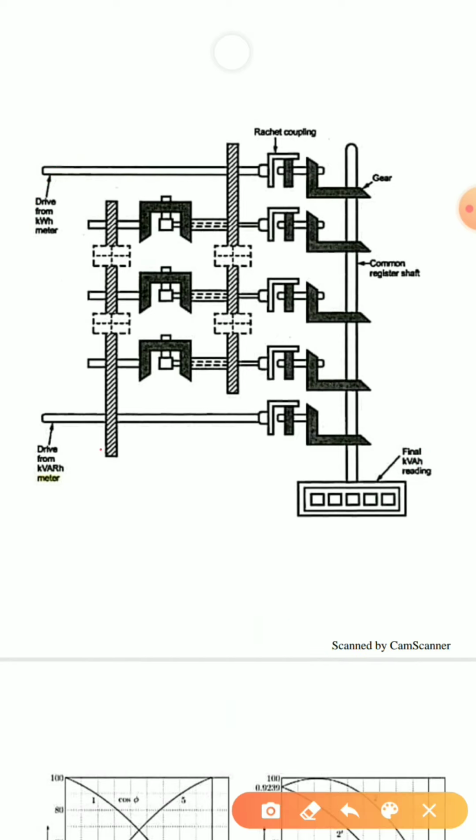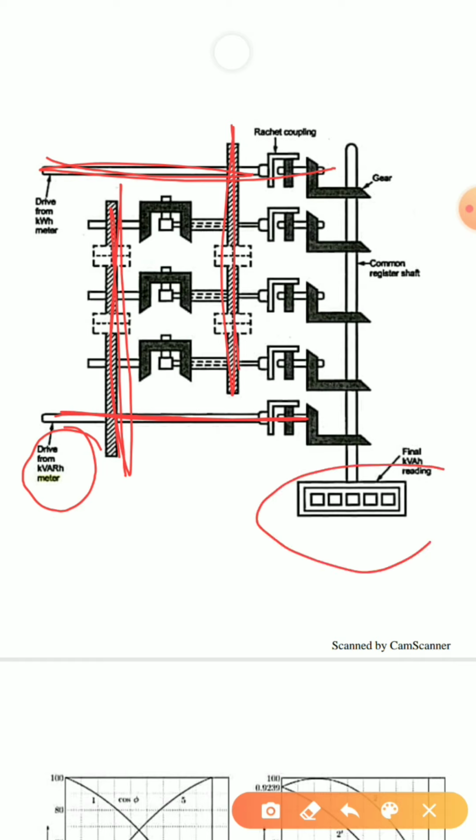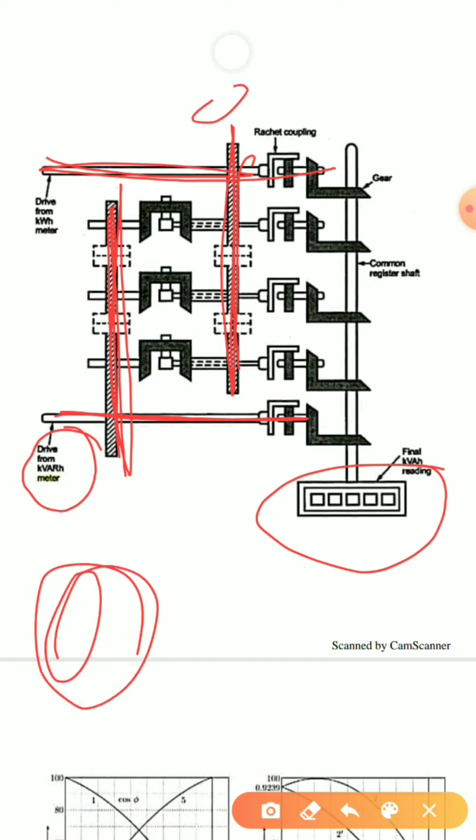Here we can see that the kVARH meter is connected to this, and the shaft of the energy meter is also connected to a recording instrument. Some special gear arrangement is used. For example, if this is rotating, this is also rotating, and both these speeds are recorded. If the energy meter is rotating with more speed, the readings of the energy meter will be recorded. If the kVARH meter is moving with more speed, the recordings will be done because of the kVARH meter.